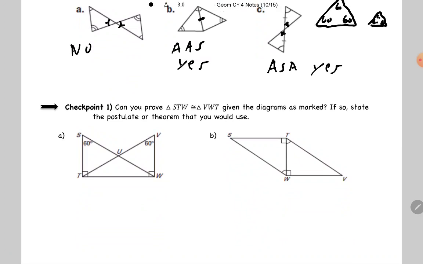Part 1, can you prove that triangle STW is congruent to VWT? So the big left triangle is congruent to the right triangle, because there's enough information. So sometimes you have to redraw your picture. So here's STW.